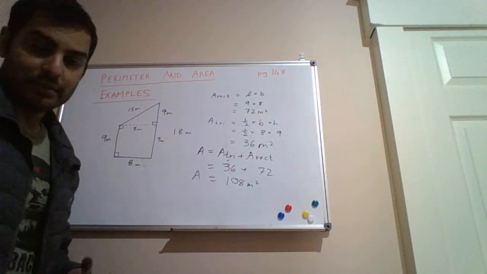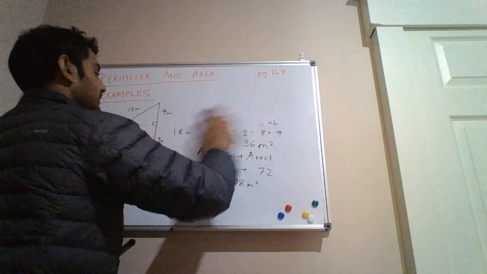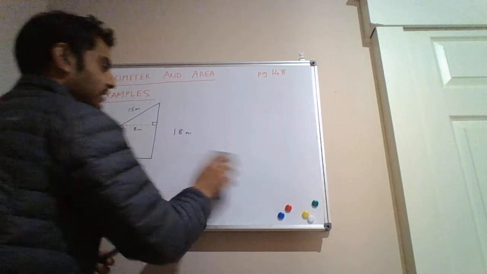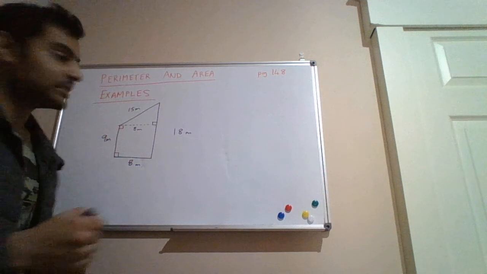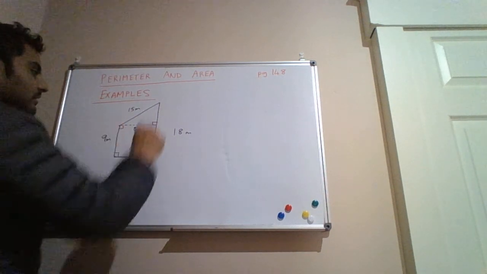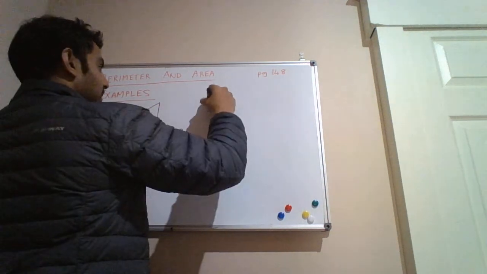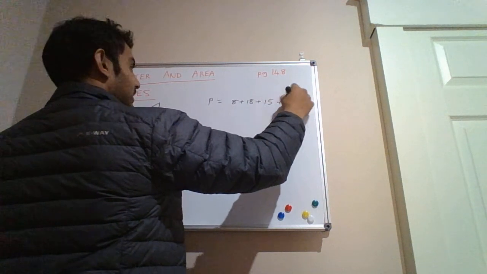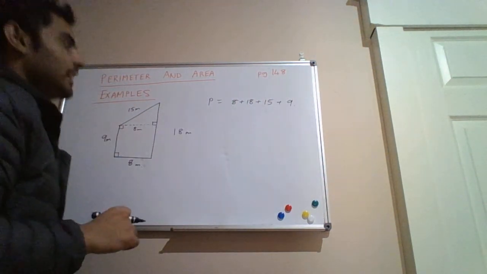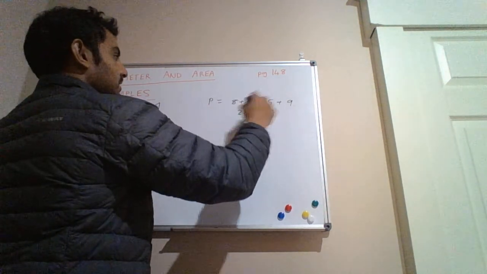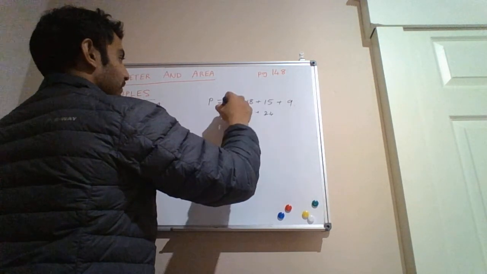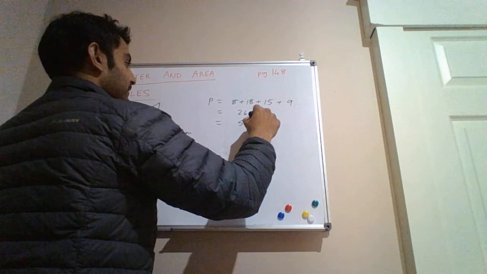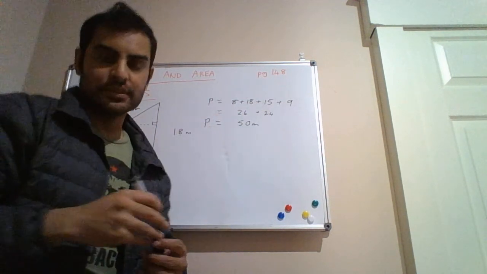Lastly, we need to find the perimeter. And this is really easy because the lengths of all the sides are given. So you're going to add all 4 sides. Perimeter equals to 8 plus 18 plus 15 plus 9. 8 plus 18 is 26, and 15 plus 9 is 24. So the perimeter equals 26 plus 24, which is 50, and don't forget our unit, meters.